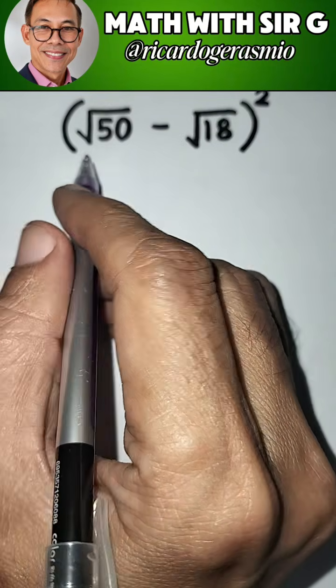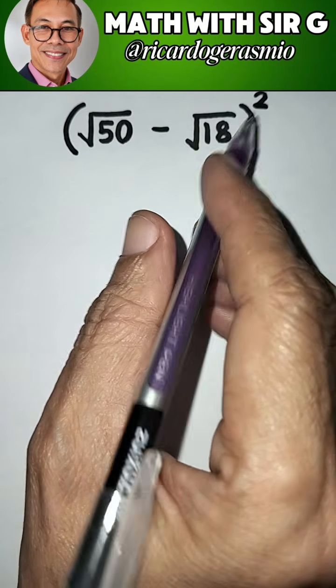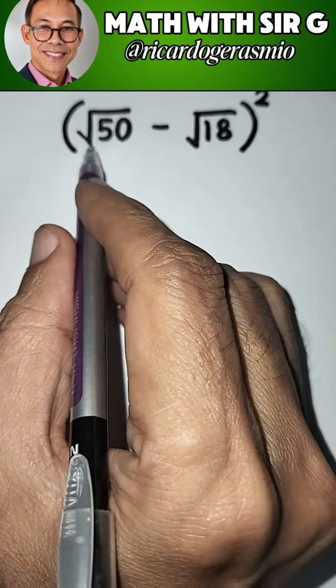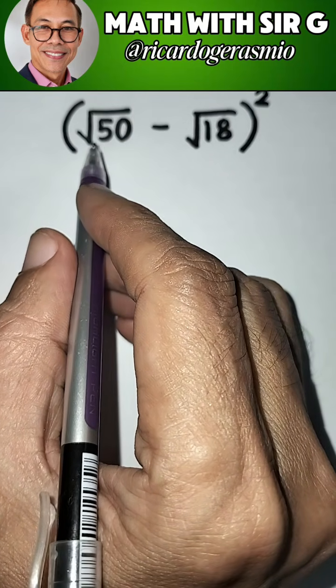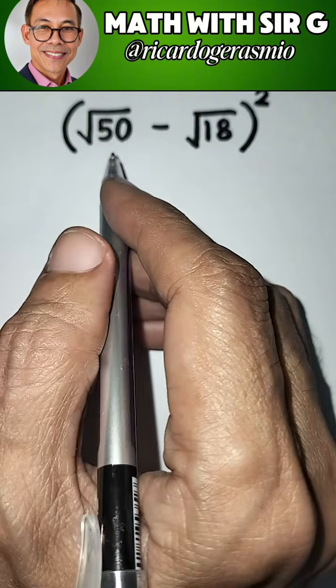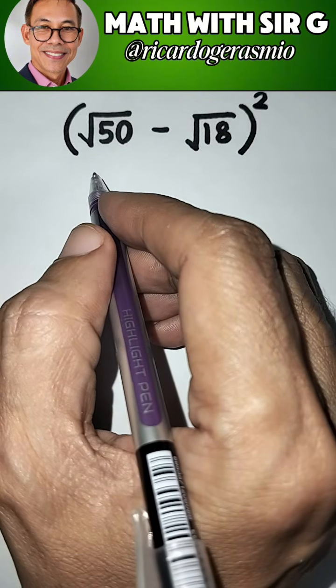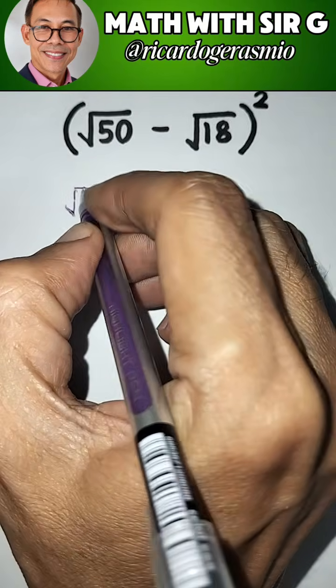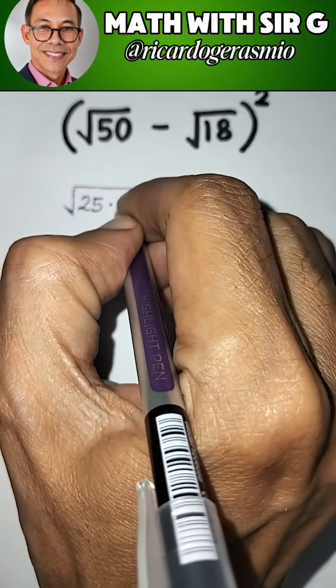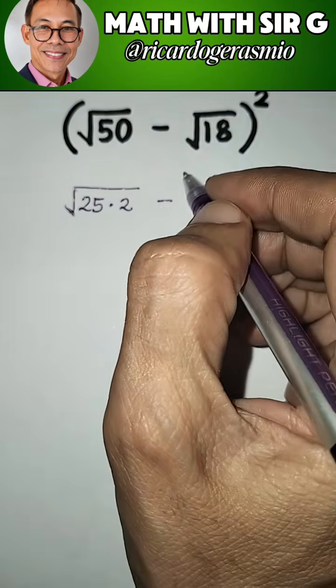Simplify this radical expression: square root of 50 minus square root of 18, raised to the power of 2. So let's start with square root of 50. Since this is not a perfect square, let's split this into two factors in which one of them is a perfect square. So let's have the square root of 25 times 2, minus square root of 18.